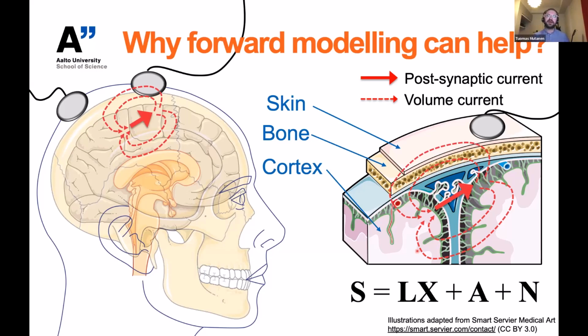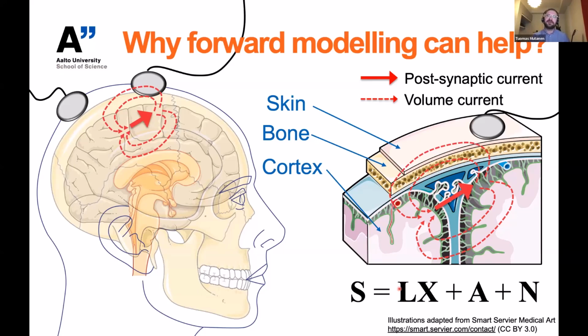So basically, if we can write our measurement in this form, where S stands for the signal and X stands for the unknown brain sources that we have, A is artifact and N is noise, and then L is the lead field matrix. It basically contains all the information of our forward model. It describes how all the possible sources in our cortex would be mapped onto the EEG system. So if we are able to calculate this lead field, then this opens up a lot of possibilities that I will discuss more thoroughly just in a minute with a few examples.